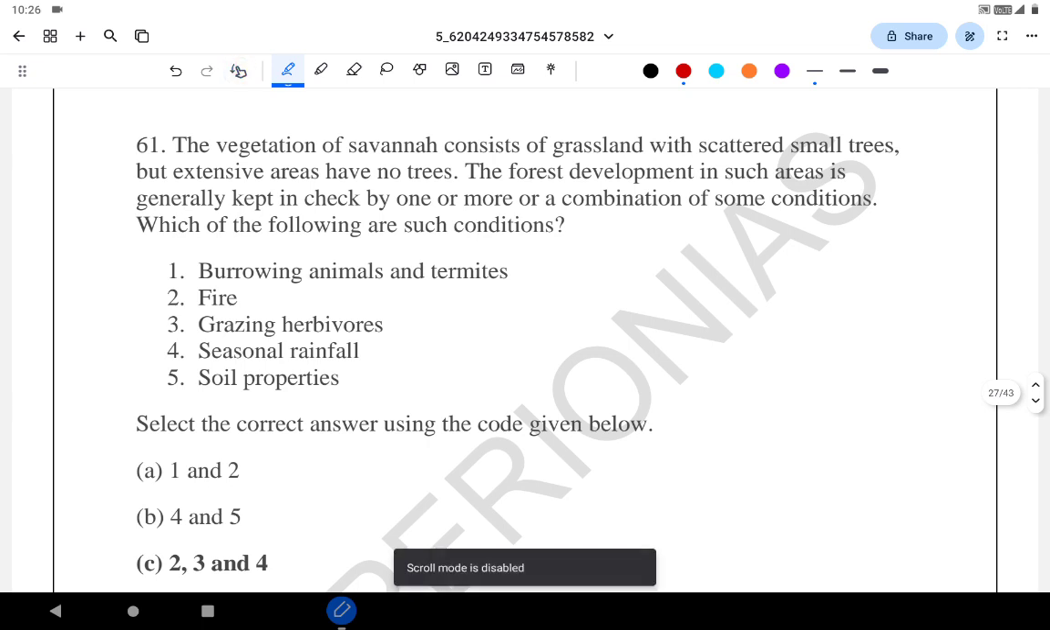The vegetation of savanna consists of grassland with scattered small trees, but an extensive area of no trees. The forest development in such areas is generally kept in check by one or a combination of some conditions. Which of the following are those conditions?